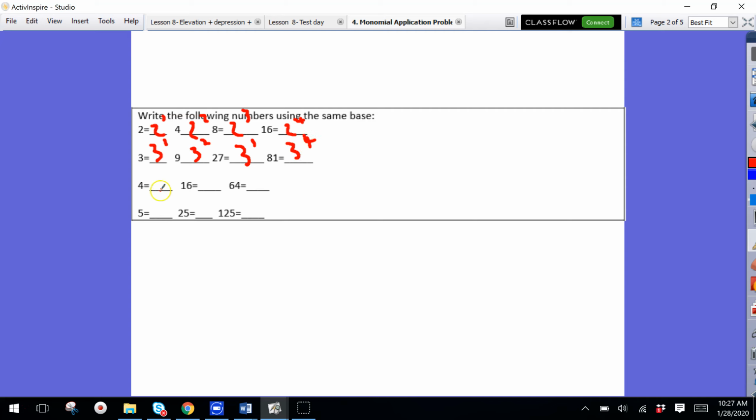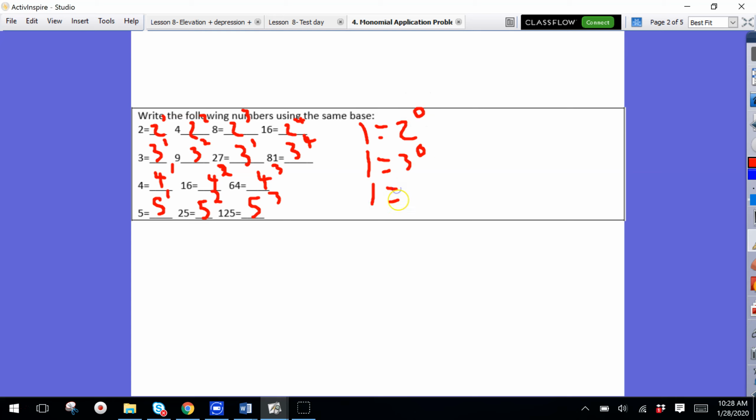Now let's do 4 and 5. Usually with 4 and 5, because they get really big, we don't go beyond the third power. So 4 is just 4 to the first, 16 is 4 to the second, and 64 is 4 to the third. For 5, 5 is 5 to the first, 25 is 5 to the second, and 125 is 5 to the third. Now notice that you can make 1 in a base of all of these. Remember, 1 is equal to 2 to what power? To the 0 power. 1 is equal to 3 to the 0 power.